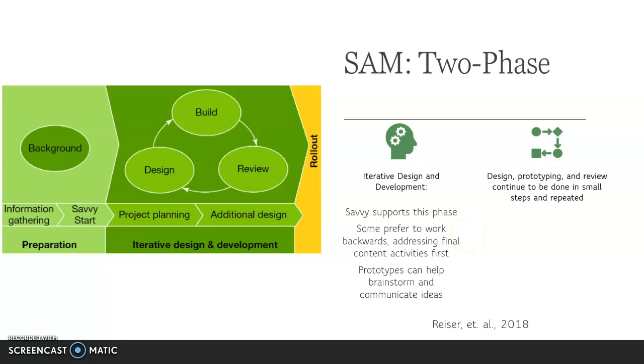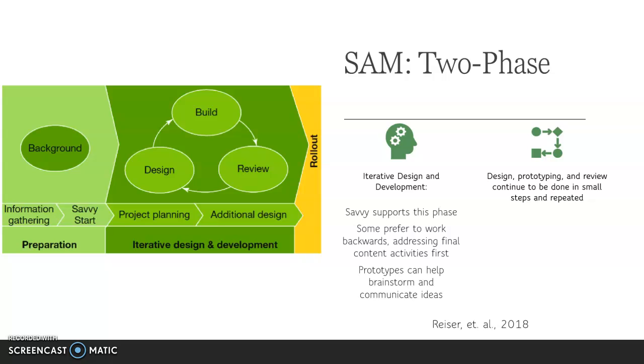So during the iterative design and development, Savvy is what supports this phase. Savvy is the brainstorming between stakeholders and the design team. Some people prefer to work backwards in this phase. They want to address the final content first and then work backwards from there. And prototypes can help brainstorm and communicate ideas in this phase. Design, prototyping, and review continue to be done in small steps and repeated.